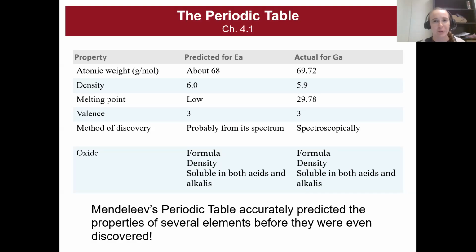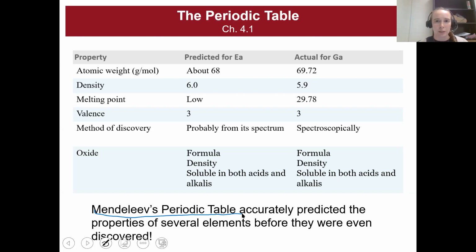Howdy class. So now we're going to be starting chapter 4. The first part of chapter 4 is learning about the periodic table. We already talked about the periodic table a little bit, but now we're going to explore it from a new point of view, I'd say. So 4.1 is a really short little chapter, a lot on the history of Mendeleev's periodic table and how we developed the modern periodic table.